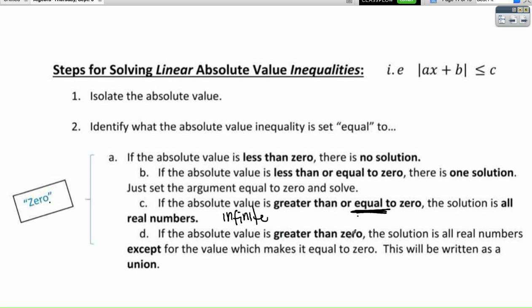do a little bit more work because greater than 0 means that it is the positive numbers, but it cannot equal 0. So for greater than 0, we actually have to work it out and figure out which number would make it 0, because that's the one thing it cannot be. So we'll find out what that is, and we'll write our answer as a union of the answers except for the one that makes it 0. So we're about to take a look at what those might look like.